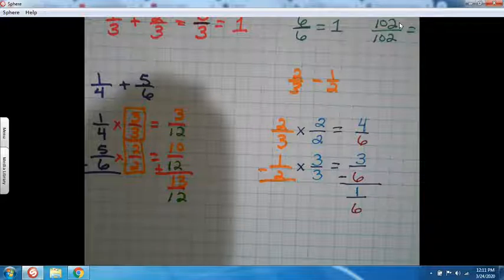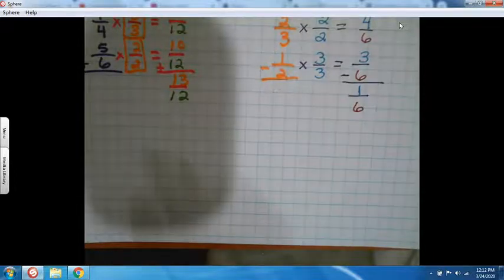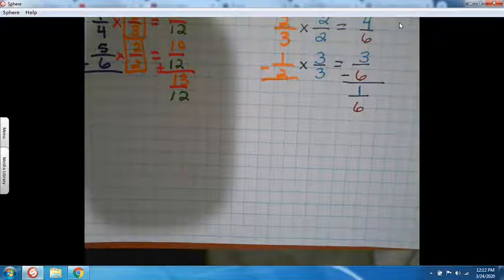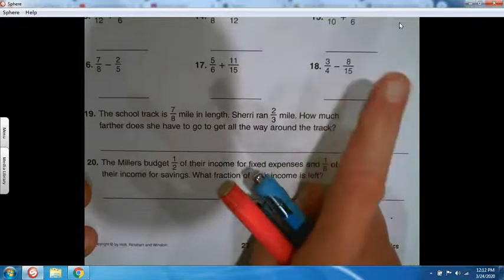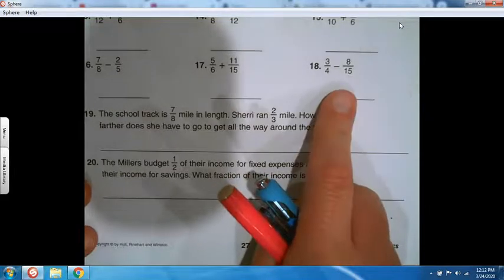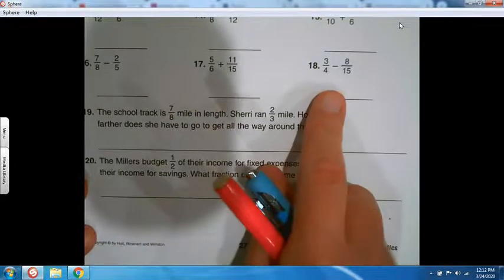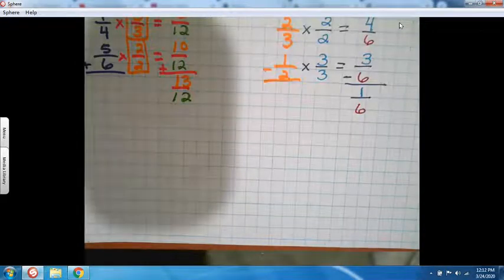I'll do one more, and then we'll call it for the day. Let's do one on the worksheet now. Yeah, let's try this one. So if we were in class, you guys would probably say, let's do one of these two down here. Okay, so let's do number 18. There's no room for me to do it here, so I'm going to do it in my journal. Okay, so this is number 18.